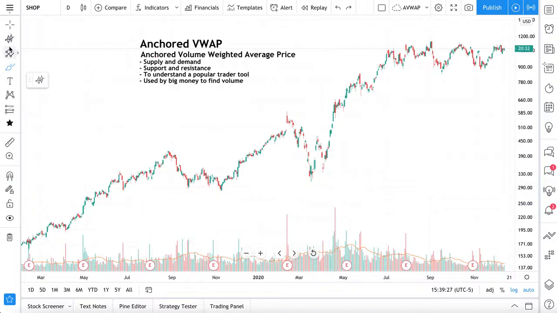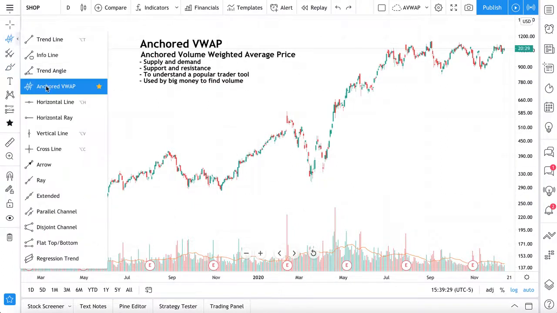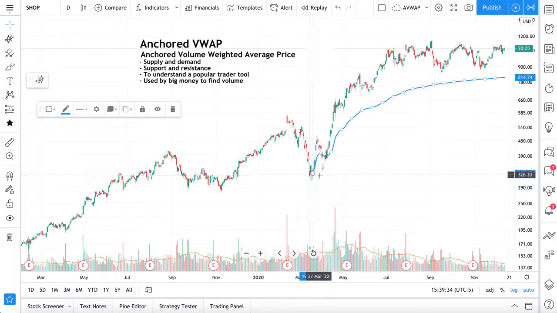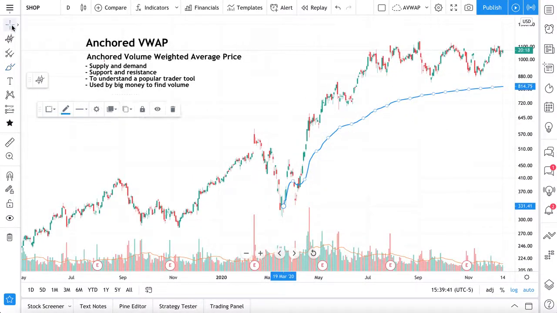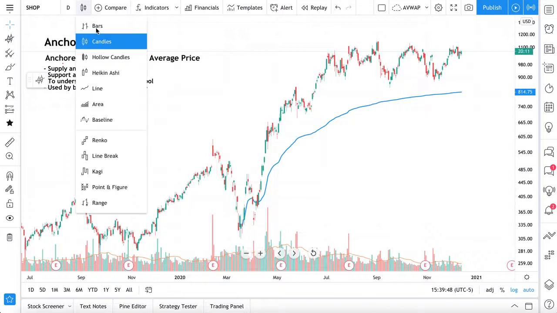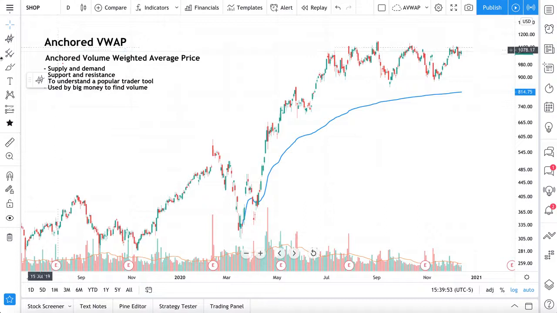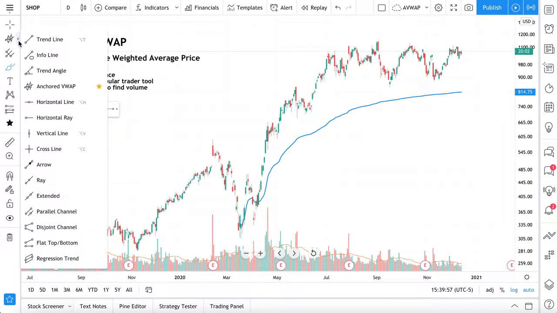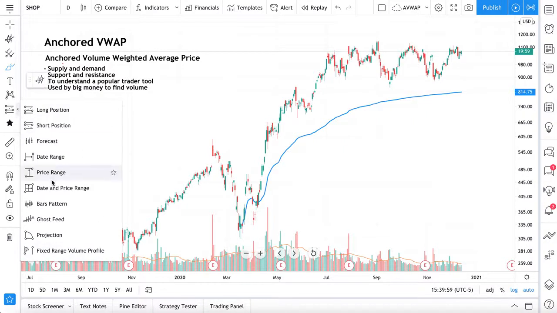And so watch what happens when we take our Anchored VWAP drawing tool. Then we select the lowest point of the March crash. This was the March crash. You can start to see how anchored volume weighted average price shows the demand for this particular asset, Shopify daily chart. Right now we're on candles, but everything we're showing you works for any of these options. But you can start to see how much demand there's been for this asset compared to the supply of it.